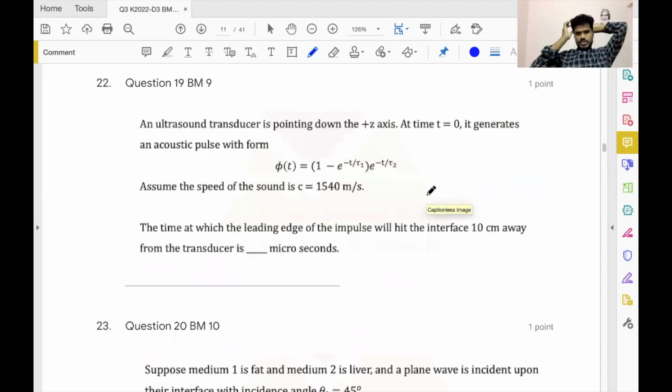Okay, ultrasound transducer pointing in the z direction. At the end of the day, this is a traveling wave front. Some wave is traveling with a speed of 1540 meters per second. The leading edge is, of course, the edge of the wave. For it to travel 10 centimeters, how much time will it take? We know the speed, we know the distance, so we can calculate time. At the end of the day, that is what it is.